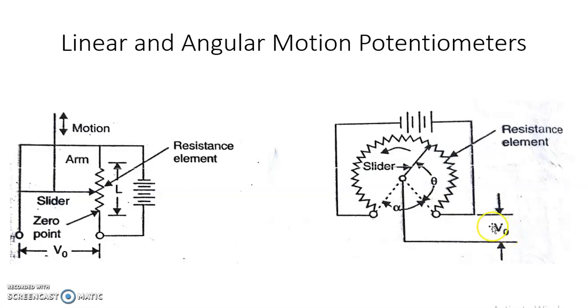Therefore in these linear or angular motion potentiometers, the displacement is measured in terms of change in the resistance. Now the advantages of these potentiometers are they give high output, they are less expensive, and they are available in different sizes, shapes and ranges. They are very simple to operate, their electrical efficiency is very high, and so on.